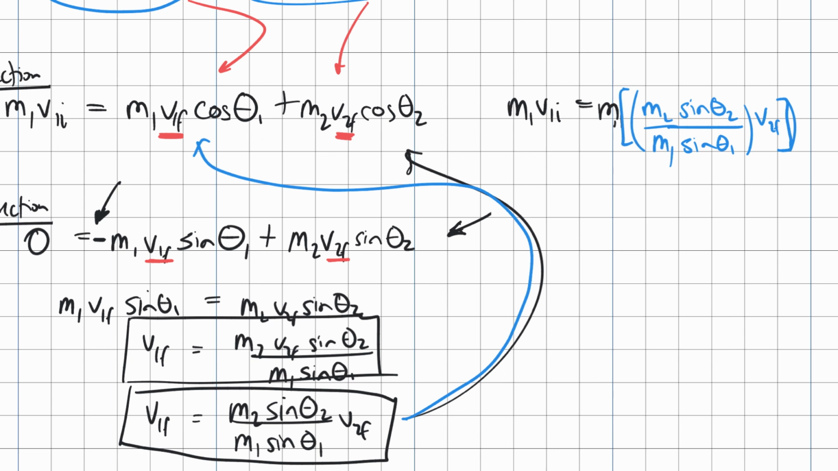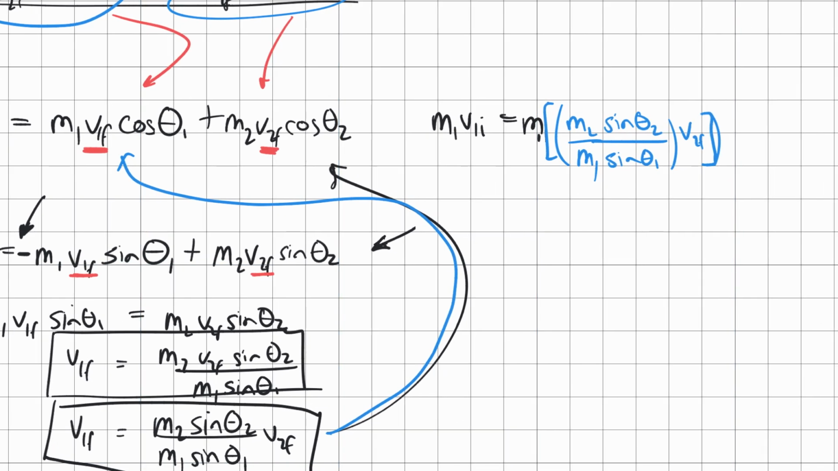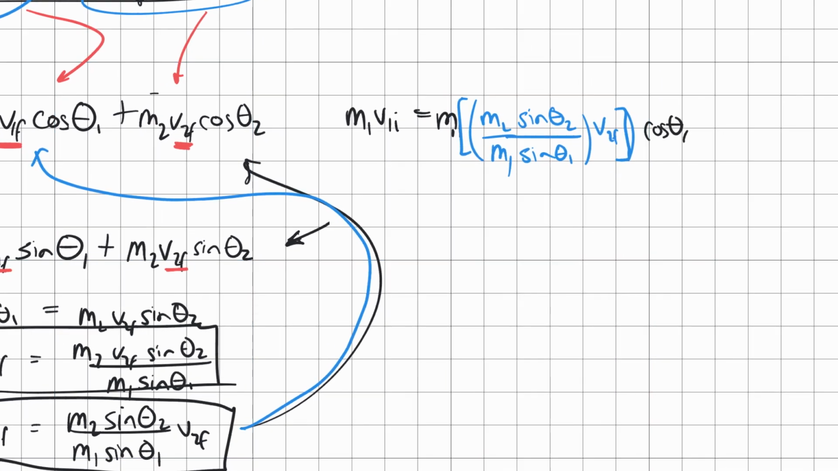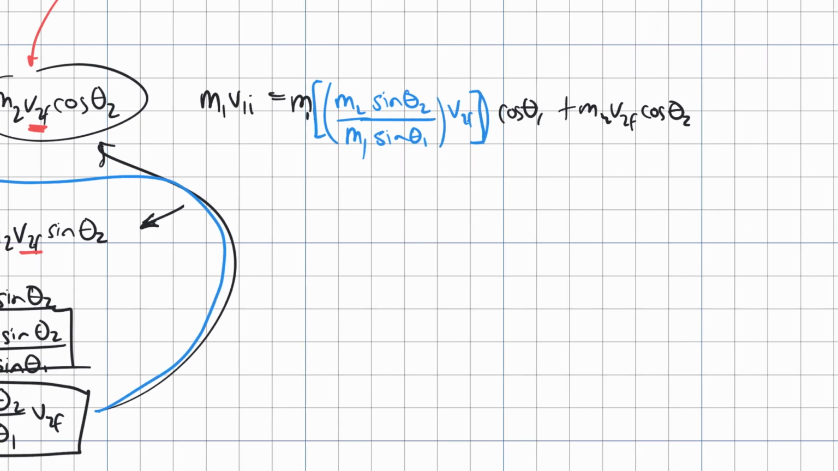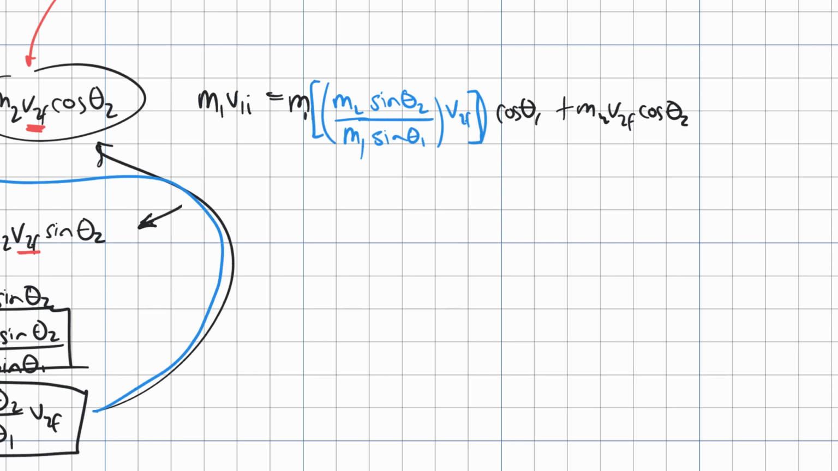Don't cover up my little 1 there now. Okay, let's go back to black. And then we need to multiply that by cosine of theta 1. And then we're just going to add this expression in the end there, plus M2 V2F cosine theta 2. Okay, well, that's getting kind of ugly.